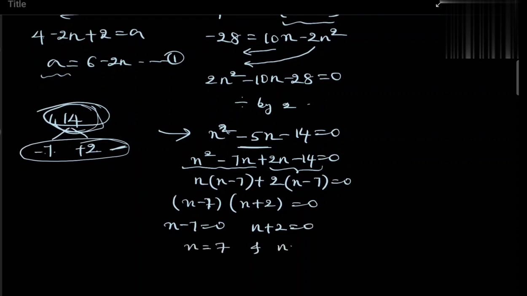So it will become n is equal to 7 and n is equal to minus 2. But here n can't be negative. N should be an integer, therefore n is 7 and n is not minus 2. So therefore the number of terms for this is 7.